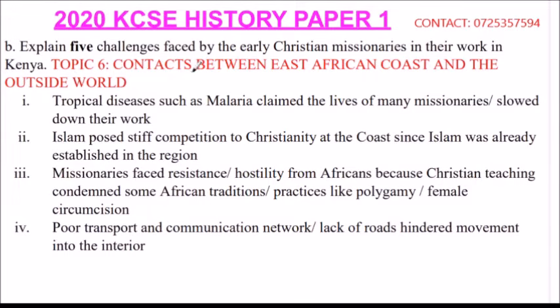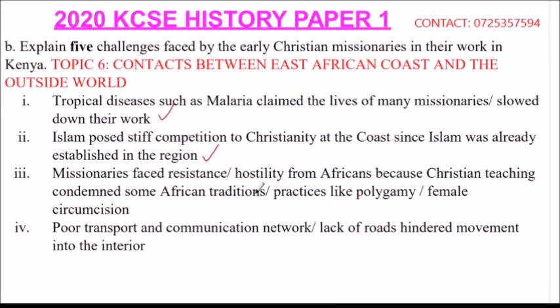One of the challenges they faced is that they met with very many diseases. Tropical diseases such as malaria claimed the lives of many missionaries and slowed down their work. Number 2, Islam posed a stiff competition to Christianity at the coast since Islam was already established in the region. So that is also another challenge. The Arabs had come earlier and they had established their religion, that is Islam.